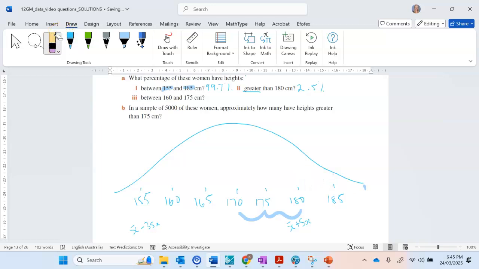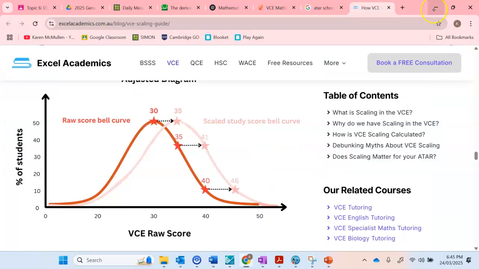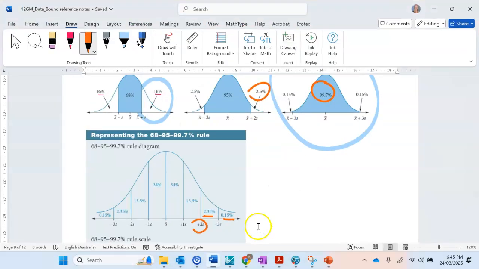And then between 160 and 175. All right, so 160 is here. 175 is here. These types of ones are a little bit harder because we're going one standard deviation above and then 1, 2 below. The mean minus 2 standard deviations. So we're not working with any symmetry for this one, but let's go back to the notes.